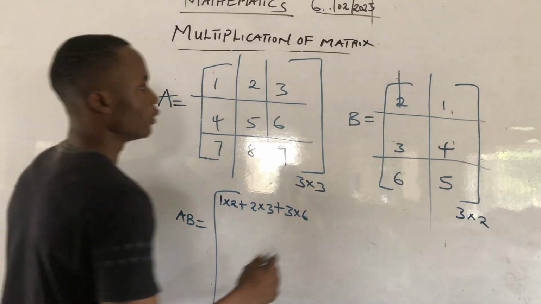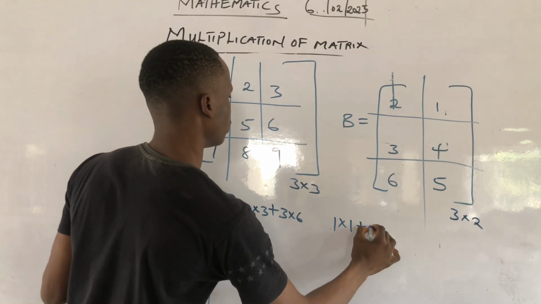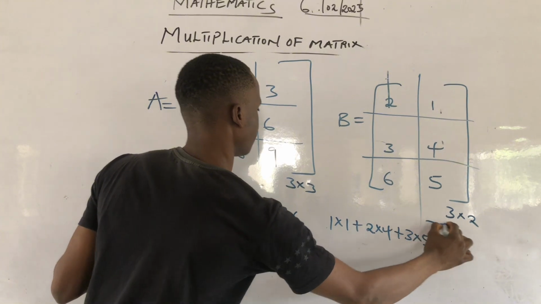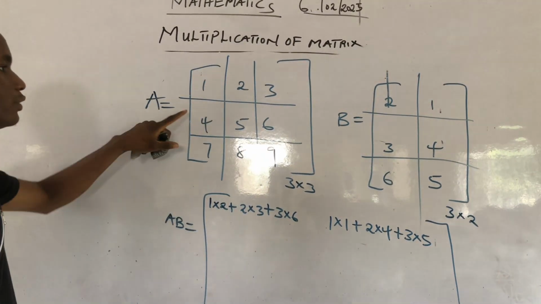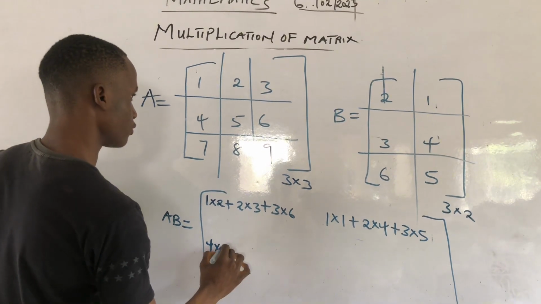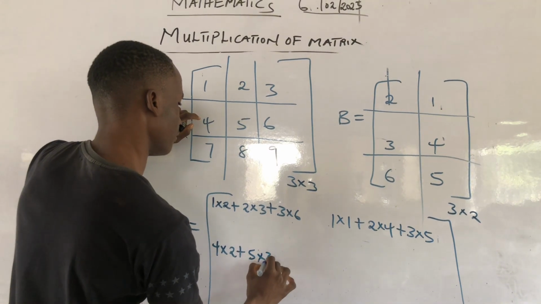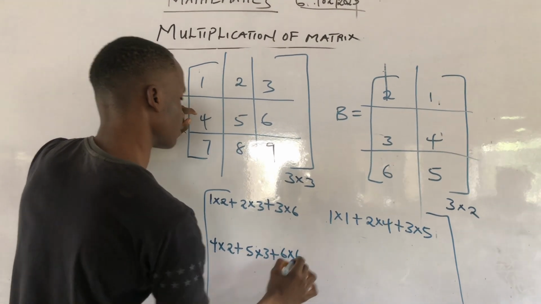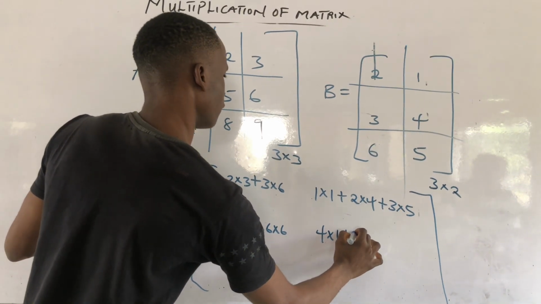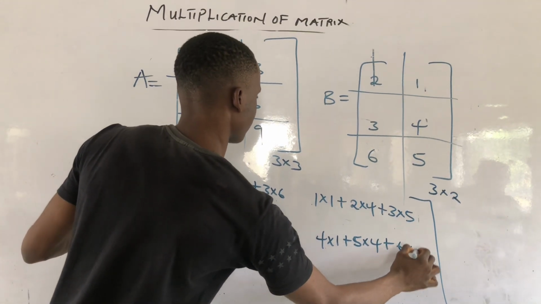Okay? So we move over to this place. We have 1 times 1 plus 2 times 4 plus 3 times 5. So we move over to the second row here. Let's go. So we have 4 times 2 plus 5 times 3 plus 6 times 6. And then over here we have 4 times 1 plus 5 times 4 plus 6 times 5.